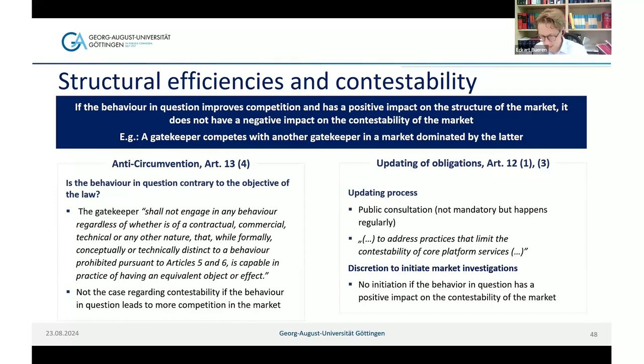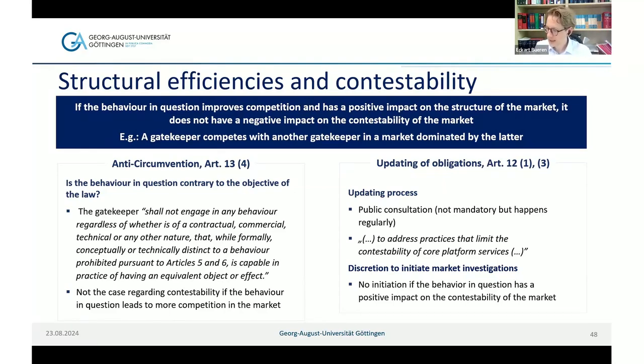And a final point, when it comes to the updating of obligations, the Commission has the possibility to adopt delegated acts to supplement the regulation with regard to the obligations laid down in Articles 5 and 6. And here again, the Commission has to do a market investigation, and the question is whether or not the behavior in question may, under certain circumstances, promote competition between gatekeepers. If this is the case, we think that the Commission should refrain from adding this behavior. Or again, this efficiency should be taken into account when it comes to the question whether to add an obligation to the DMA.